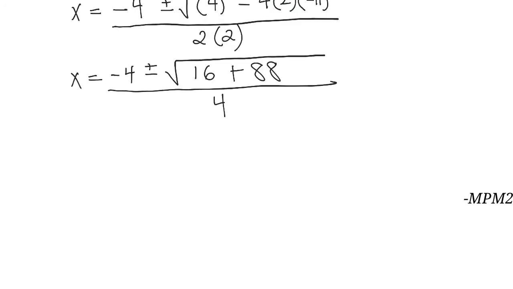All right, if I keep simplifying, I've got negative 4 plus or minus the square root sign, and then underneath the square root sign we need to perform that addition. So we've got 16 plus 88, which is going to give me 104, all divided by 4. So we want to check and see if we can take the square root of 104 and get a nice even whole number. No decimals, okay? Obviously 104, however, is not a perfect square.